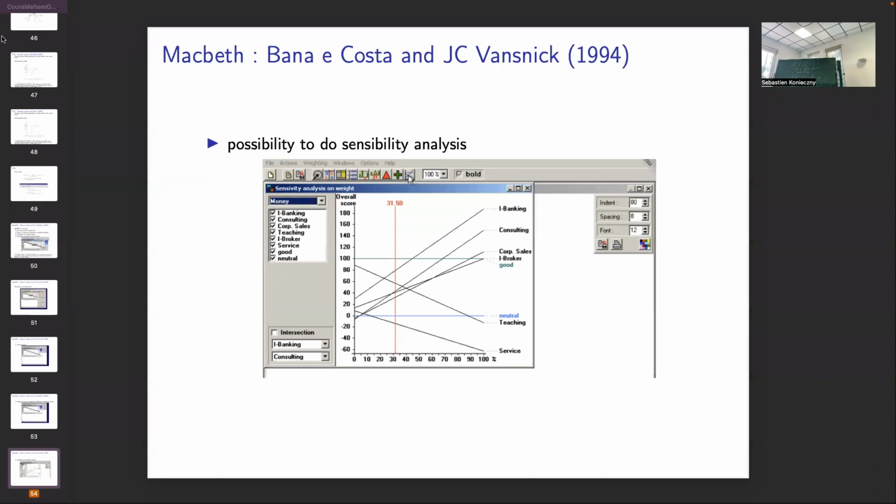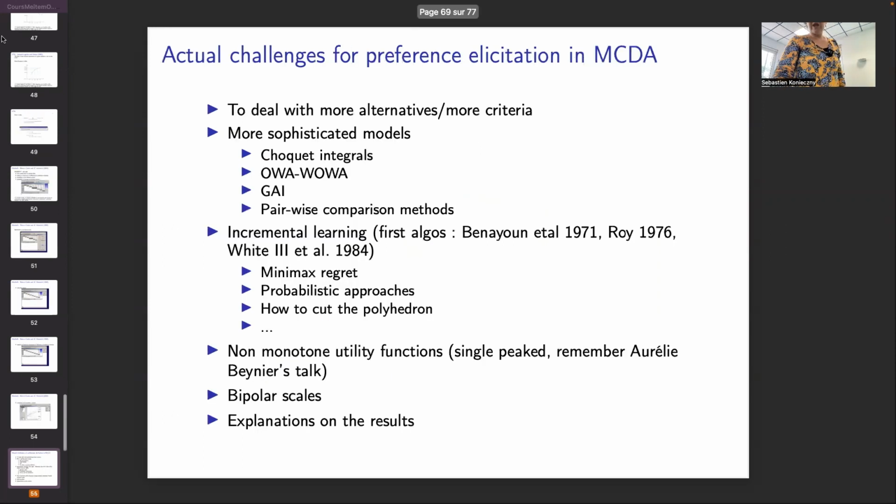For instance, this is a case. You have a criterion called the monetary criterion. Here you have all the weights of this criterion, and you have the utility function of all your alternatives. If the weight of this monetary criterion is less than this value, this is the teaching option which will gain. If it is not the case, this is the banking option which will gain. So then you can do some sensitivity analysis with this.